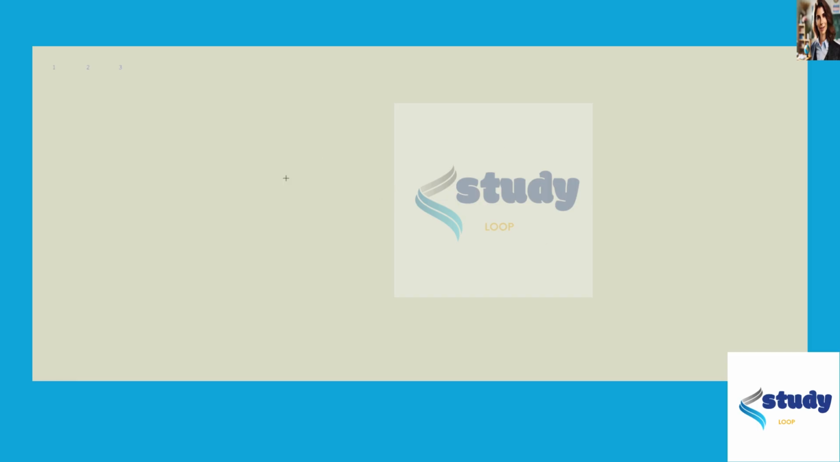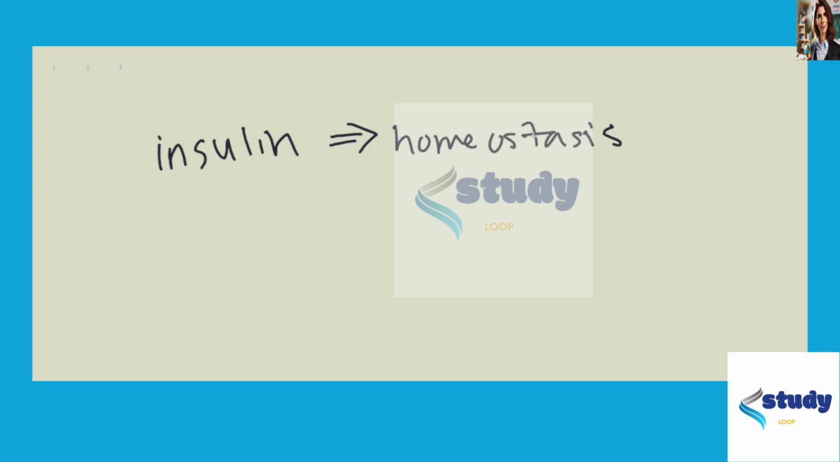So this question is about the role that insulin plays in homeostasis. So homeostasis is when the body goes through a process to try and maintain an equilibrium, a dynamic equilibrium, and where there's always fluctuations, but thanks to a negative feedback loop, the body stays within certain parameters.